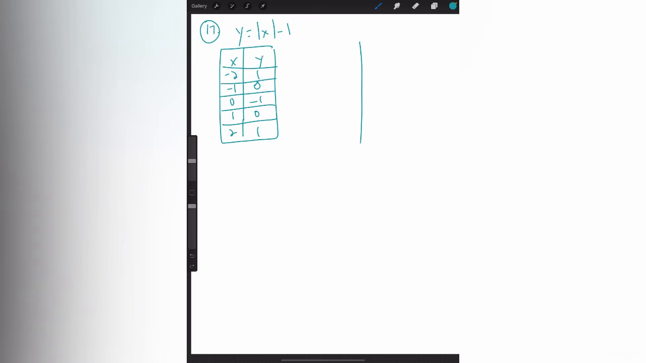Let me do this, move it this way, and I'll go ahead and graph that way as well. I'll just add that. I have my y-axis and my x-axis, and I have -2, 1, so -2, up 1, -1, 0, 0, -1, 1, 0, and 2, 1. Right? So you could go through this way and graph it and know that the graph of this is y equals absolute value of x minus 1.